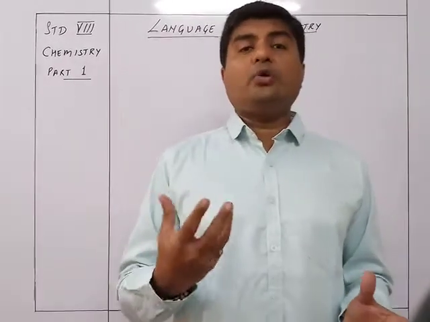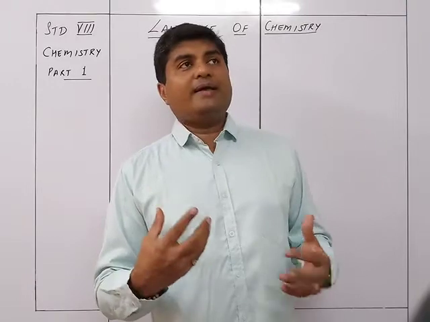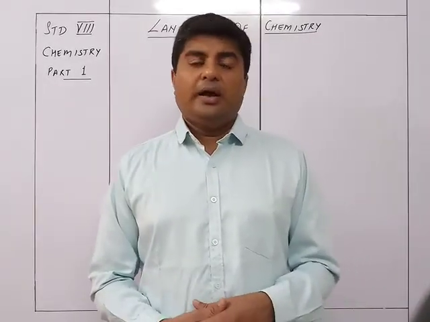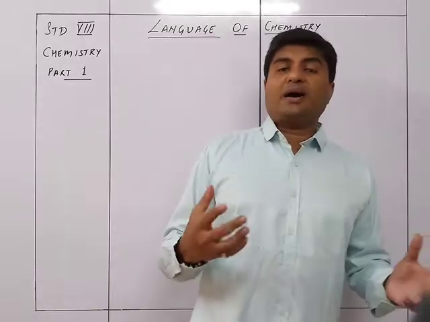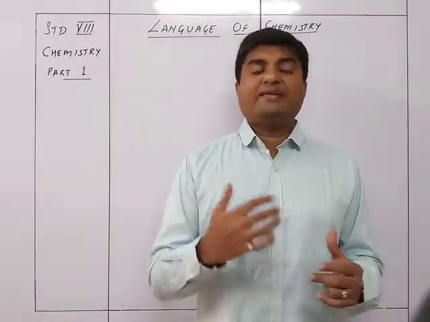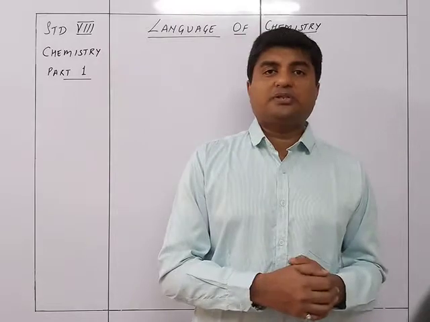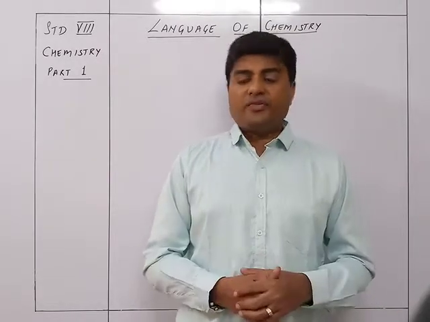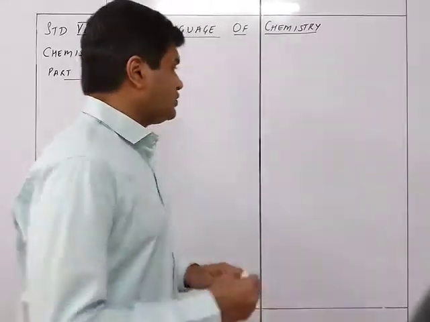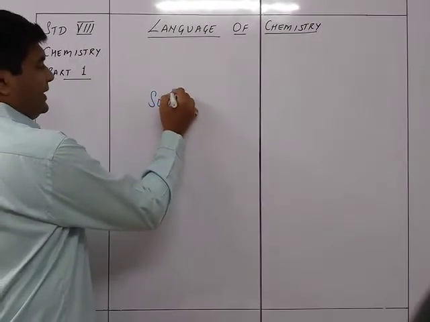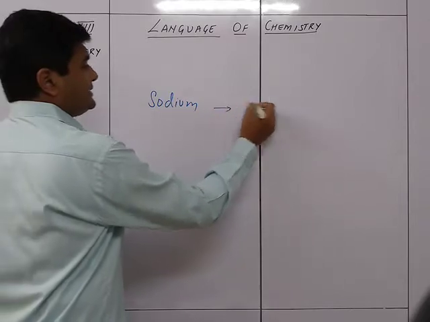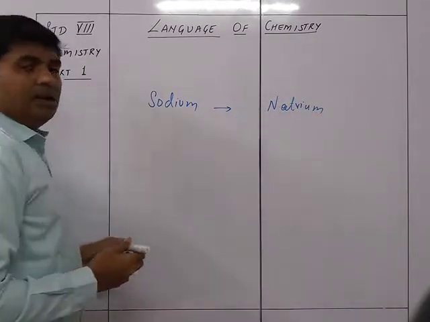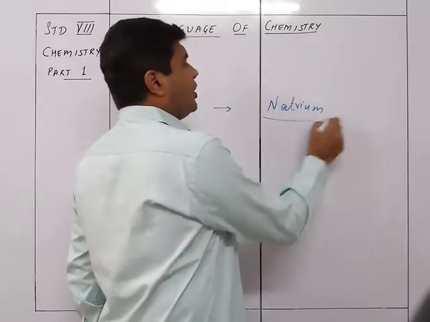That's why when it came to a general meeting of the scientists together, it was very uncomfortable for people to exactly identify what the other person was talking about, or which particular element he was talking about. For example, sodium, which we call sodium in English, is called natrium in Greek, and this is more prominently known.